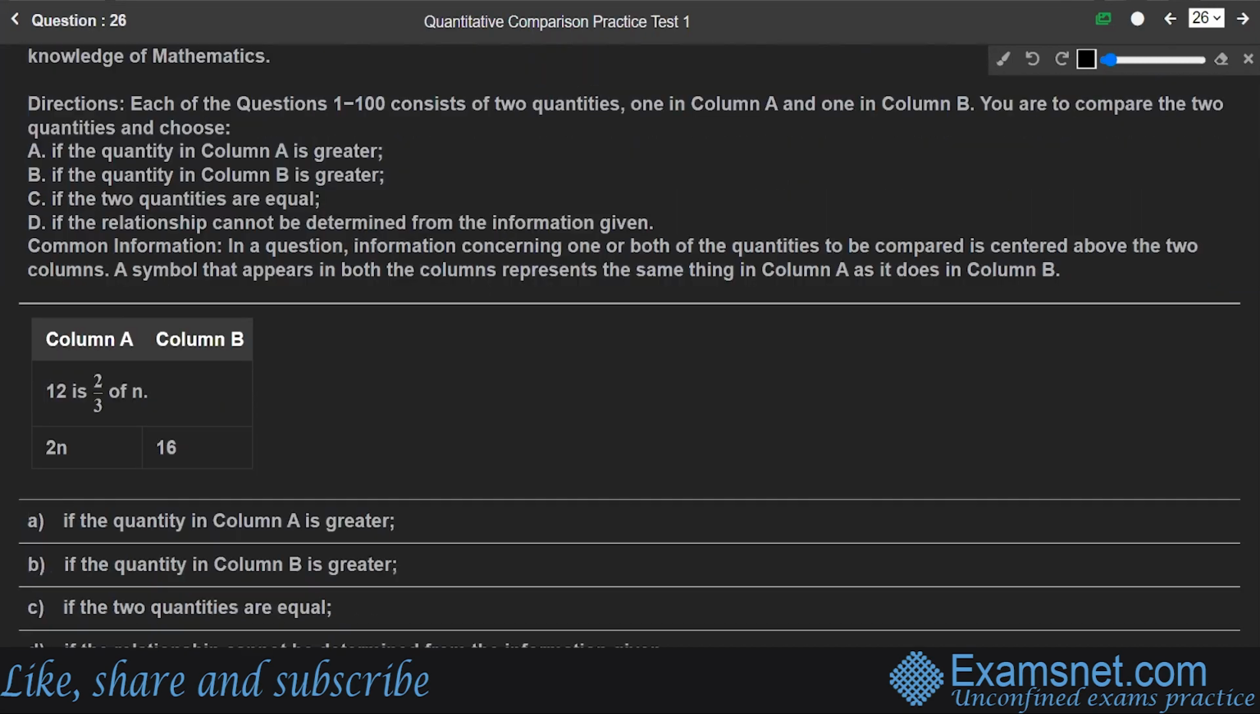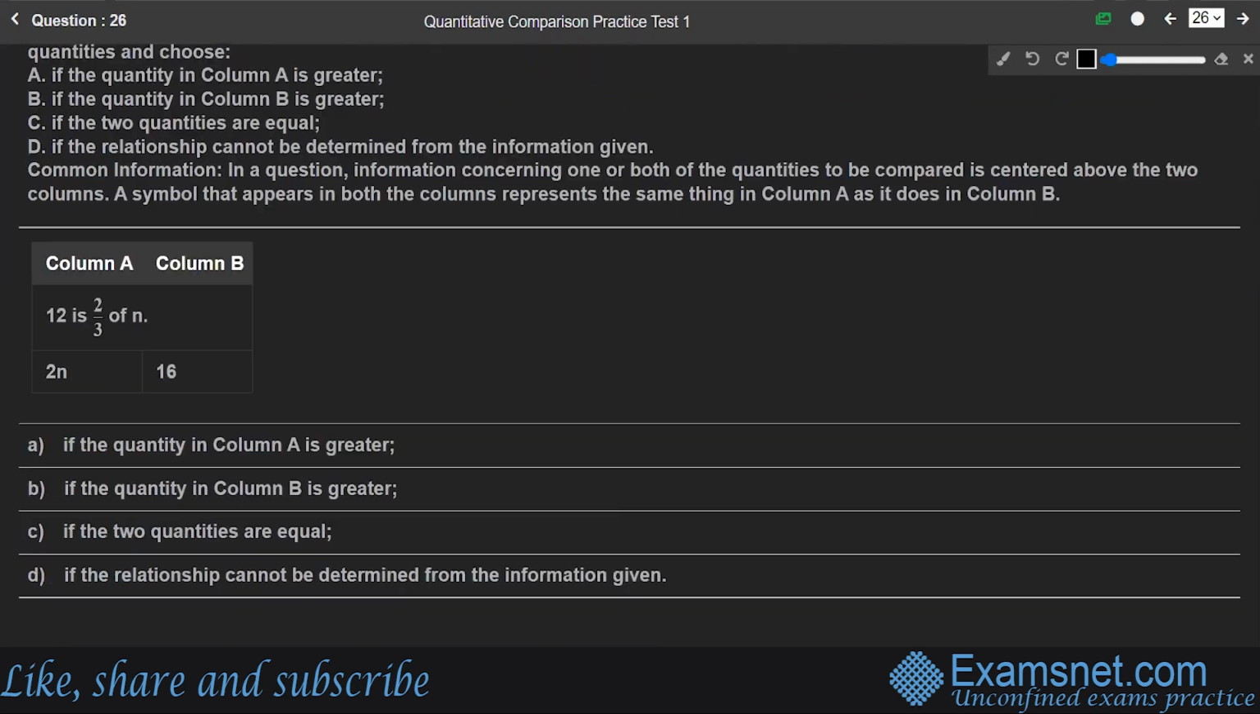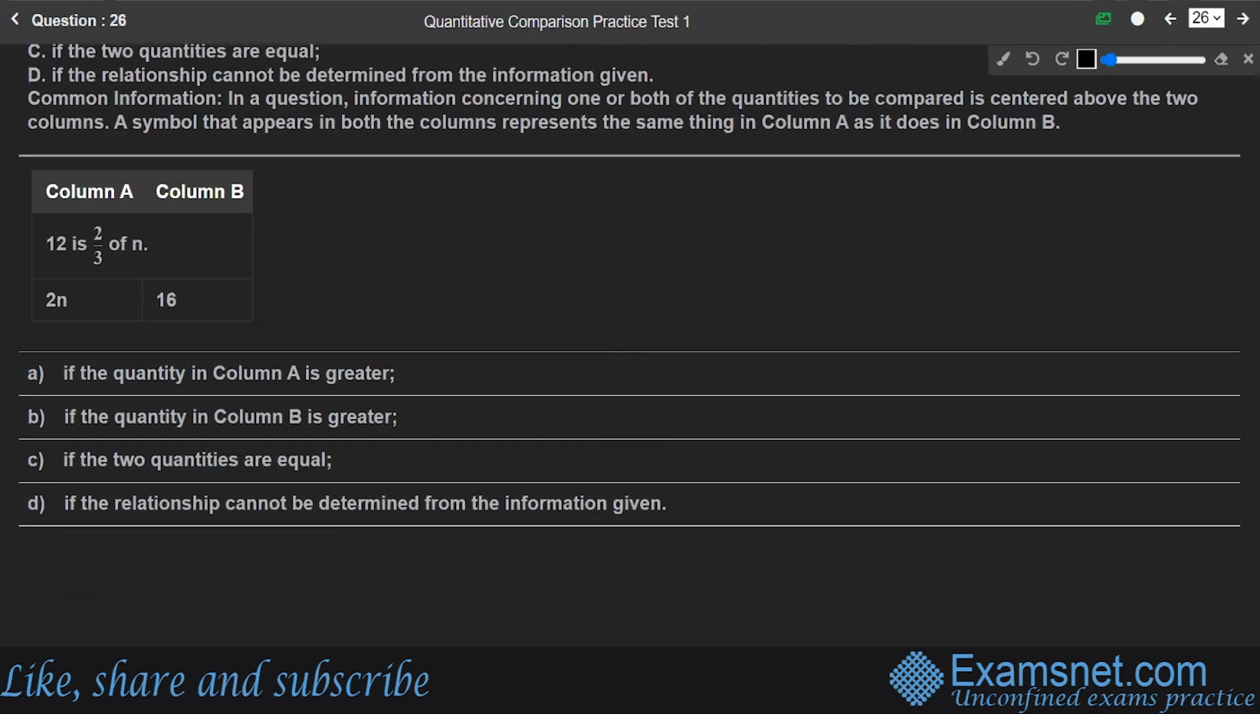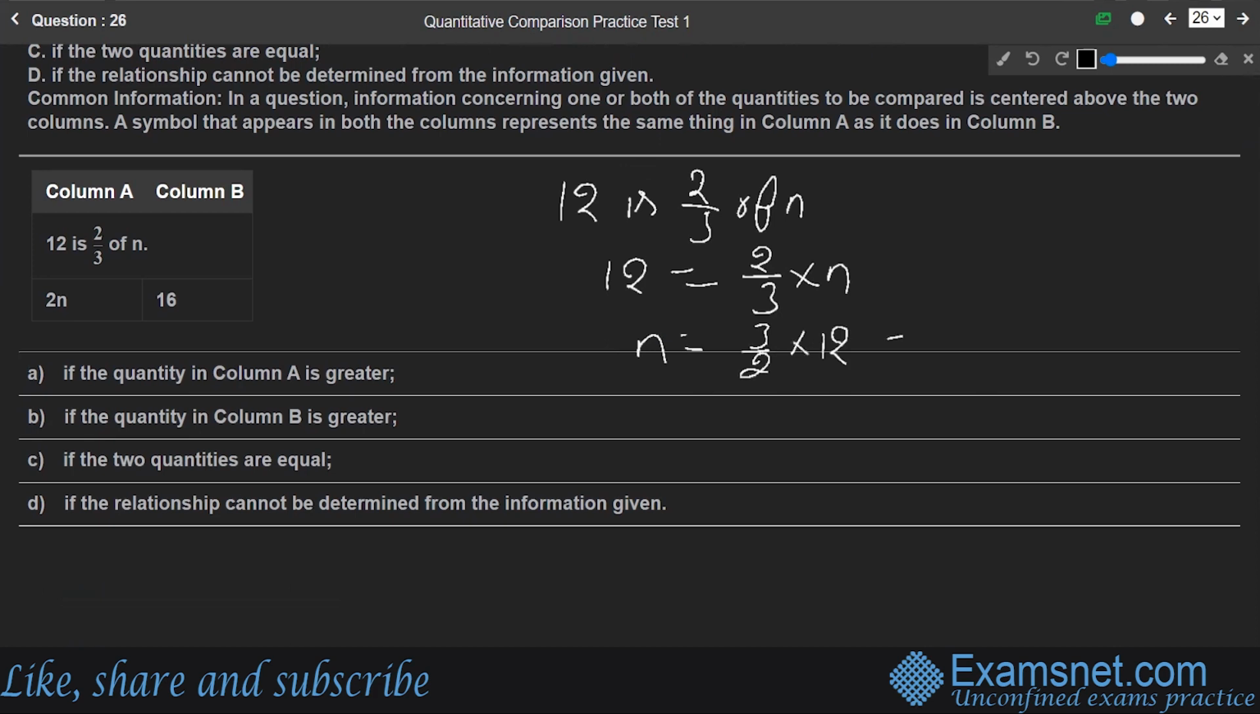Okay, so the question says column A has the value 2n, column B has the value 16. Before that, we have been provided the information that 12 is 2 by 3 of n. By this we can find the n value. How? 12 is equal to 2 by 3 into n. If we solve for n, then n becomes how much? 3 by 2 into 12. 2 cuts 12 as 6, 6 3s are 18. So the n value has come out to be 18.